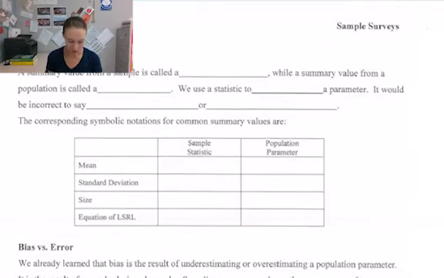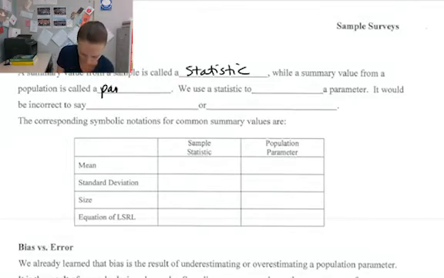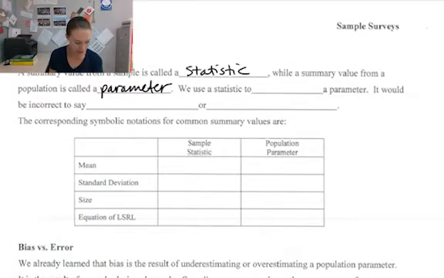So a summary value from a sample is called a statistic. If you take a sample and you get some sort of average or standard deviation, those sorts of things are called statistics if they come from samples, while a summary value from a population is called a parameter. We use a statistic to estimate a parameter.